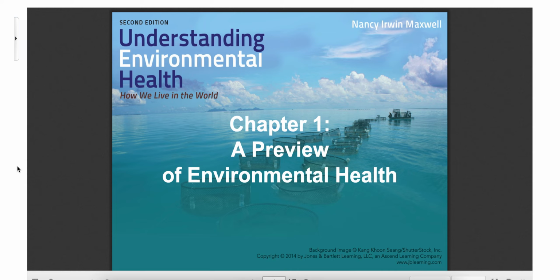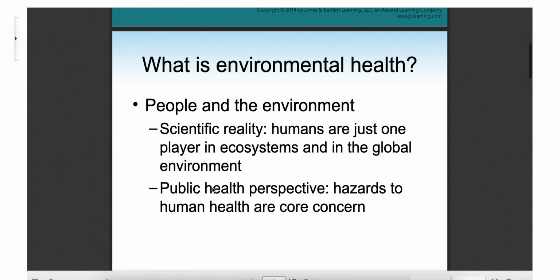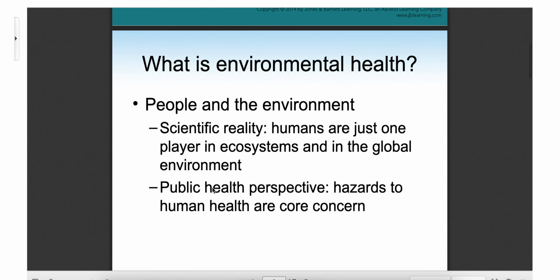And so this is a really short chapter. It just introduces what environmental health is and why it's important. Environmental health is people and the environment. You can't look at one or the other, because each plays a role. We as humans play a role in affecting our environment, and our environment plays a role in how that affects us and specifically our health. And there are other things involved that must be considered.